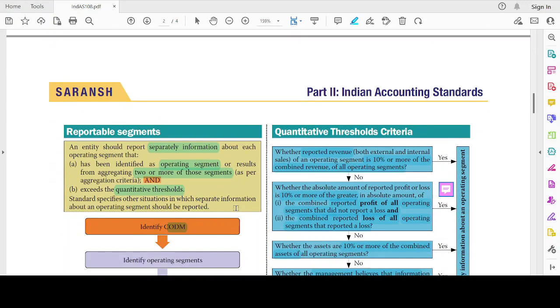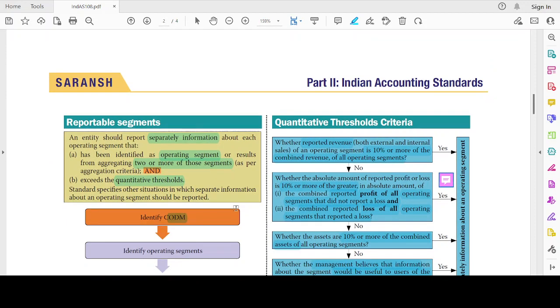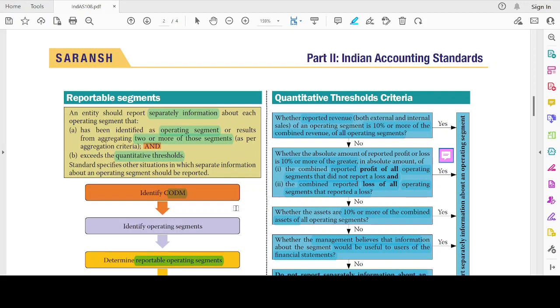Now, let's understand what is a reportable segment. An entity should report separately the information for those operating segments that are classified as reportable operating segments; the financial information has to be disclosed separately. What is the condition? Two conditions are there, and it's a cumulative condition again. Identifying as an operating segment based on the above criteria, or two or more components have been aggregated using the aggregation criteria. We are going to discuss it, so just wait for a few minutes. And such amount exceeds the quantitative threshold.